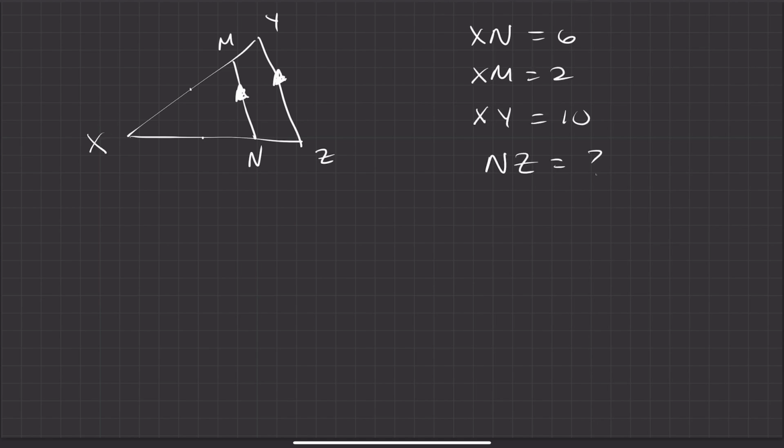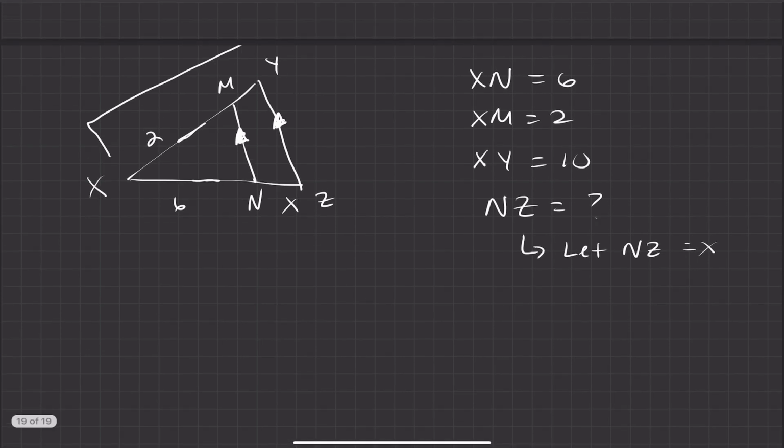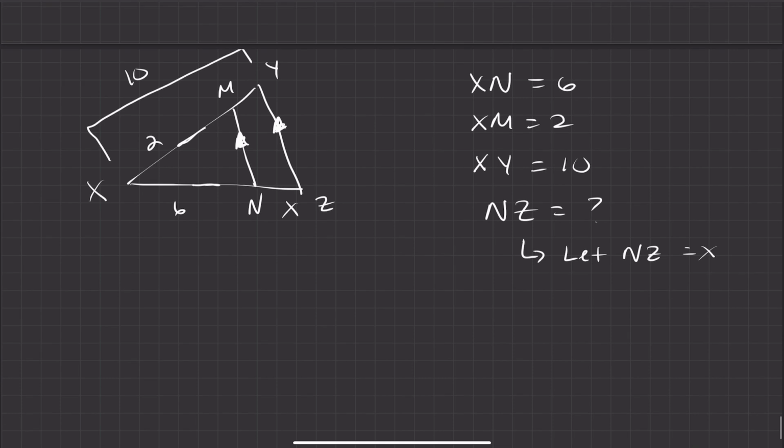Again, if we're trying to find something, we're going to call that x. So let NZ be x. And we know that XN is 6, NZ is x, XM is 2, and then, ooh, look at that, XY is 10. Okay? So, yes, you're going to apply the triangle proportionality theorem here, because you can see that the segment is parallel to the third side, okay?